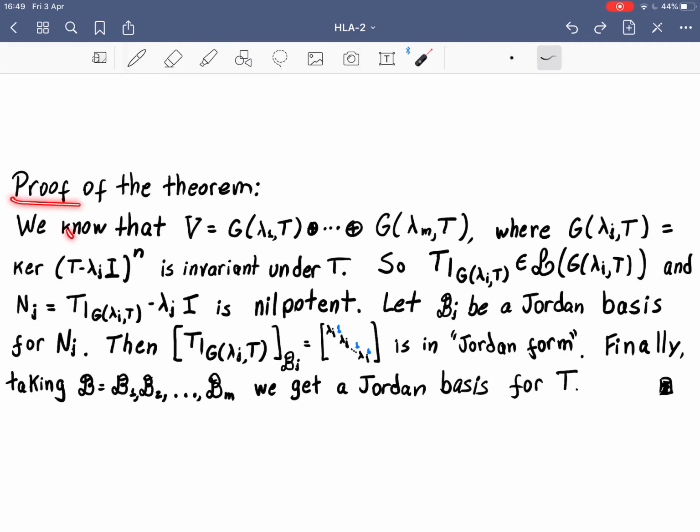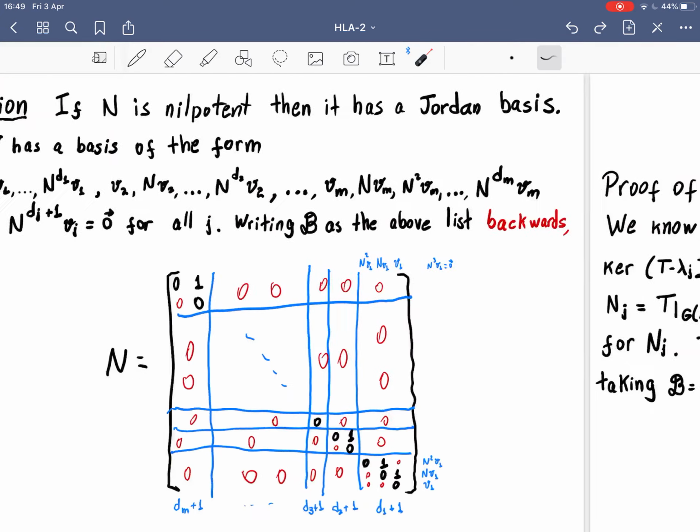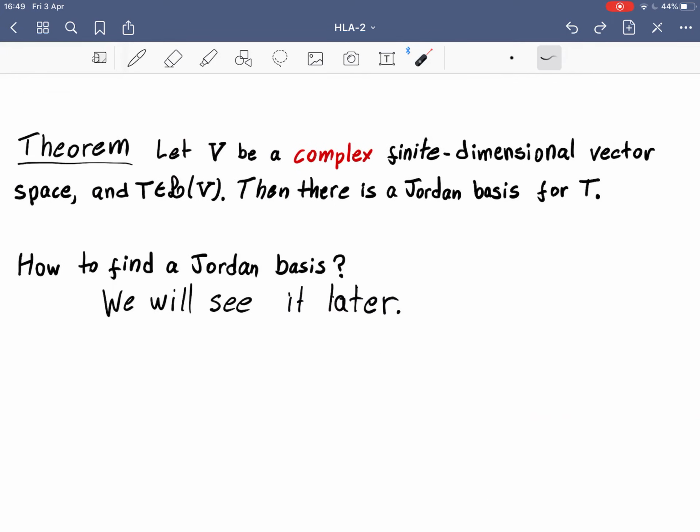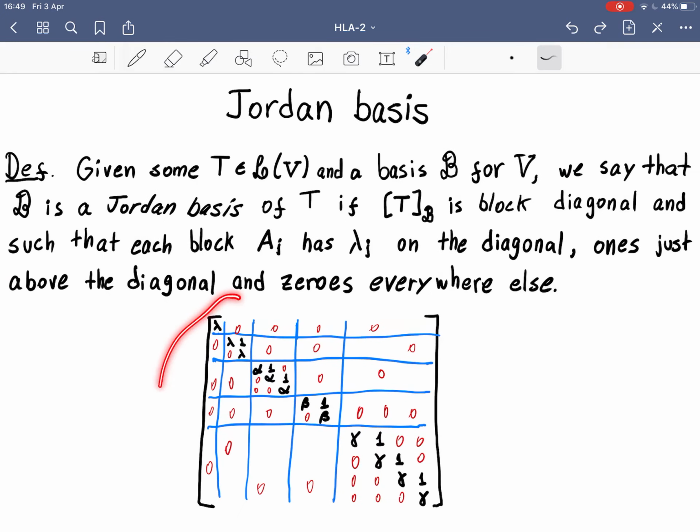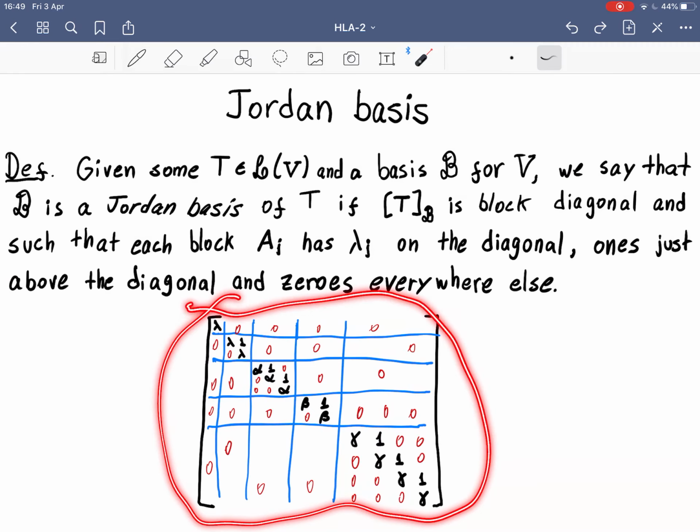Now the proof of the theorem. Well, you can guess the proof. So which theorem? The theorem that says that there is a Jordan basis for a complex finite dimensional space and an operator on that space. And a Jordan basis is a basis that makes the matrix of the operator look like this.